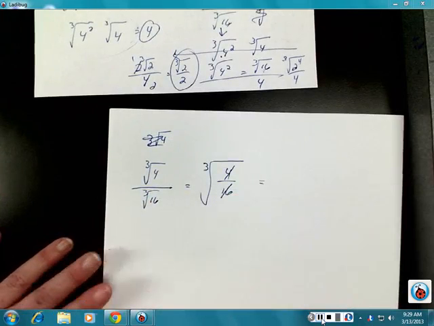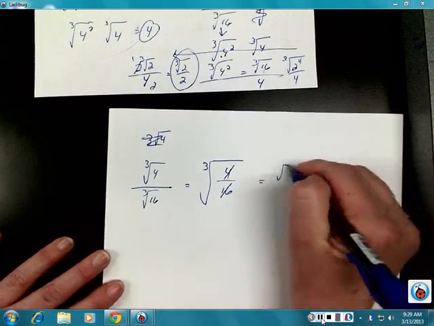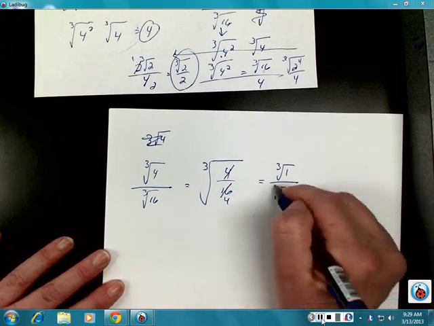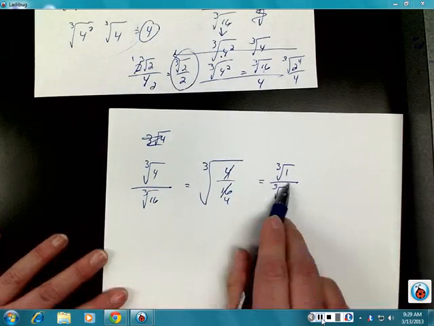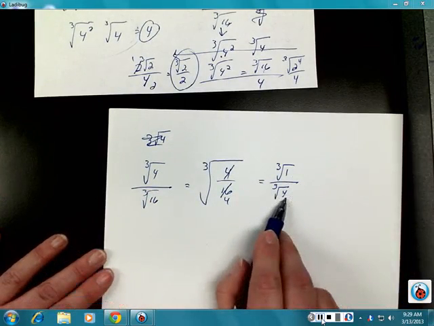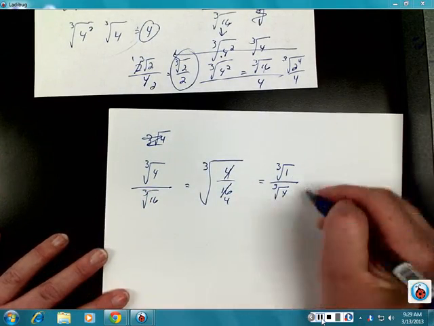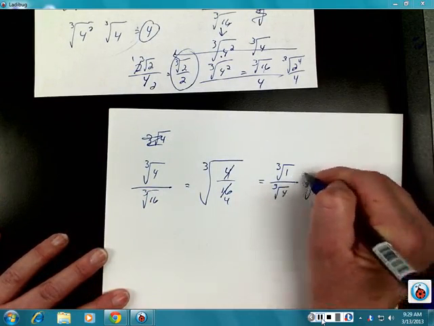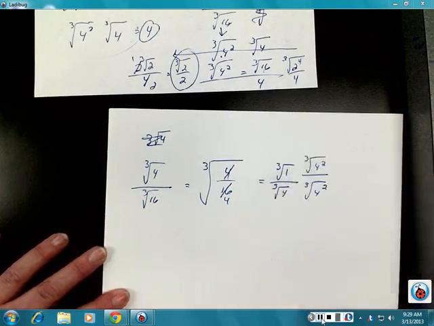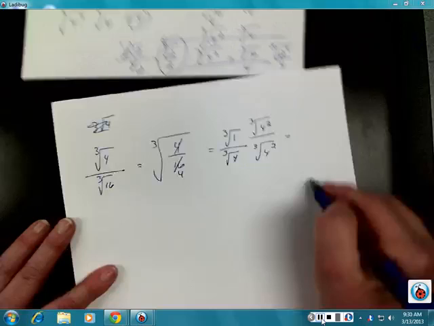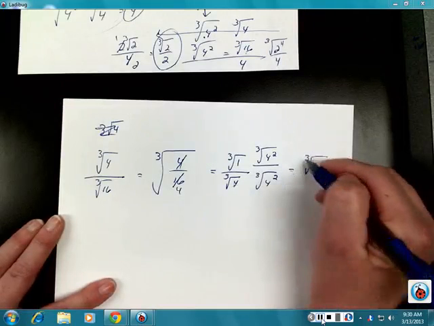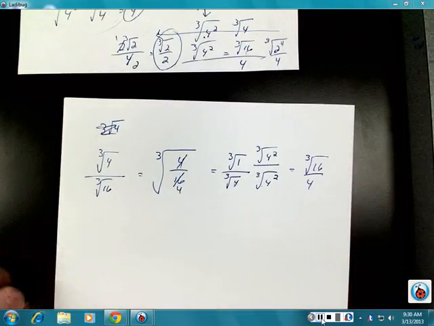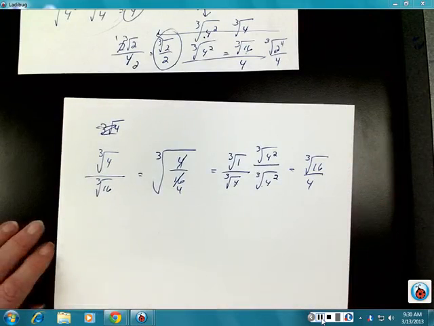what happens? The 4 and the 16 cancel, correct? That leaves me with the cube root of 1 over the cube root of 4. I still have to rationalize this one though because the denominator did not disappear. But when I rationalize it, I'm just going to multiply it by the cube root of 4 squared. And so what I'm left with in the top is the cube root of 16 all over 4, and I'm done with it. Makes it a little easier.